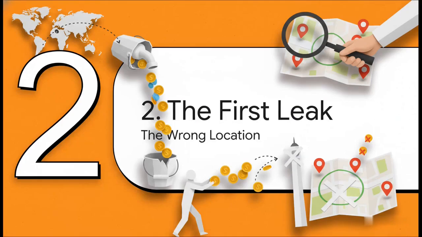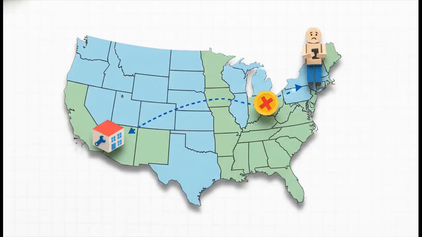All right, so let's start plugging some of these leaks. The very first, and probably the most obvious one, is location. You might be showing your ads to people who are just way too far away to ever hire you. Now, I know this sounds crazy, but it happens constantly. Your ad for, say, a local plumbing service in Phoenix could easily be getting clicked by someone sitting in Seattle.